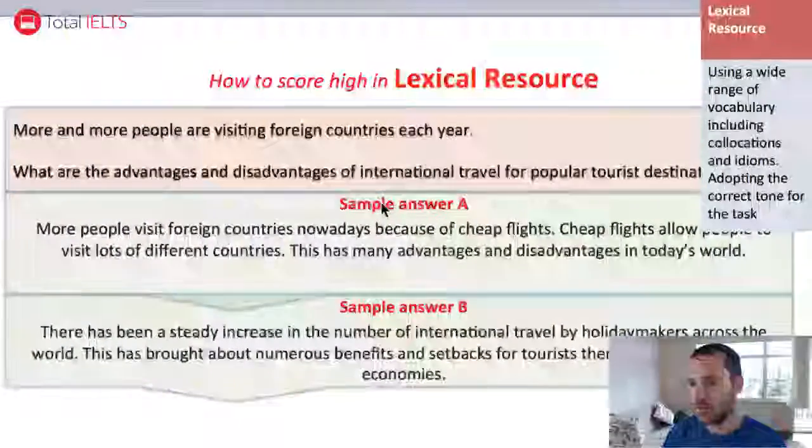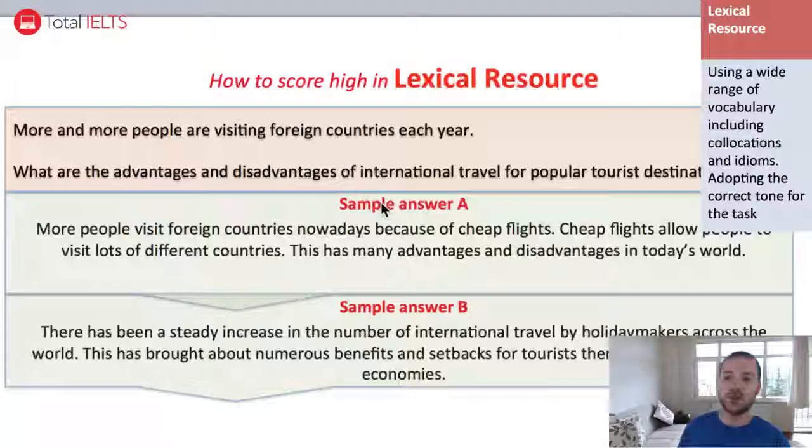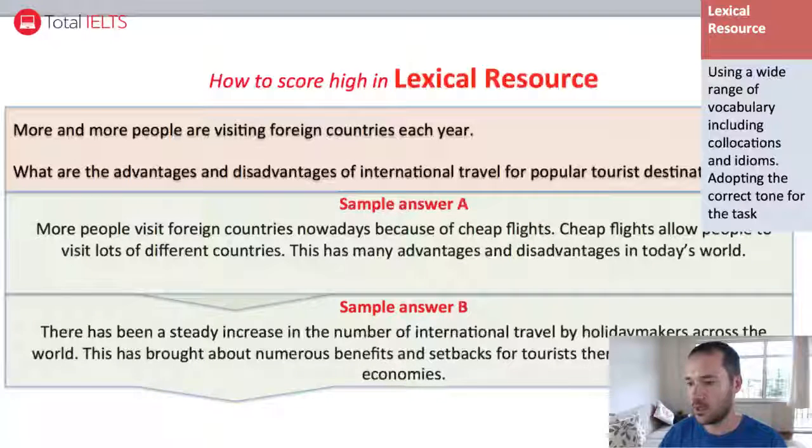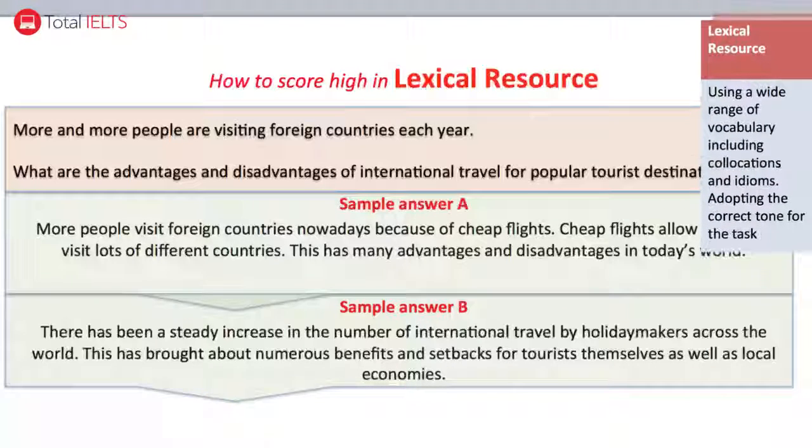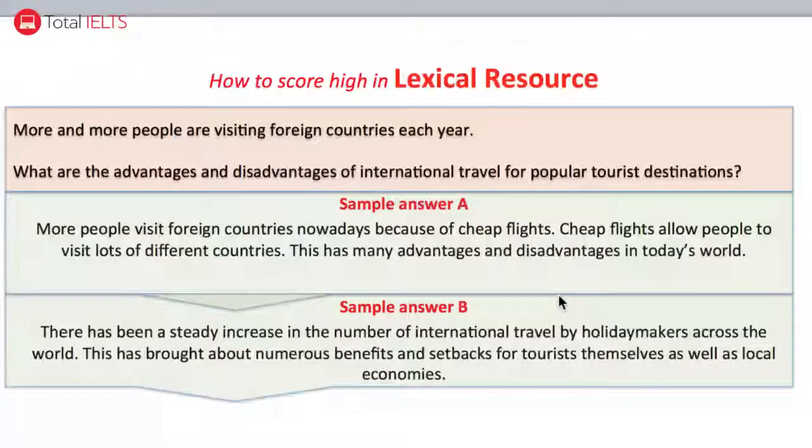Okay. So we're back to the same question about visiting foreign countries each year and what are the advantages and disadvantages. Oh, I have to X myself because you can't see properly. What are the advantages and disadvantages of international travel for popular tourist destinations? Okay. I'm going to put that out as well. So the first answer, remember, we are assessing this candidate's ability to use a range of vocabulary, because that's what lexical resource is.